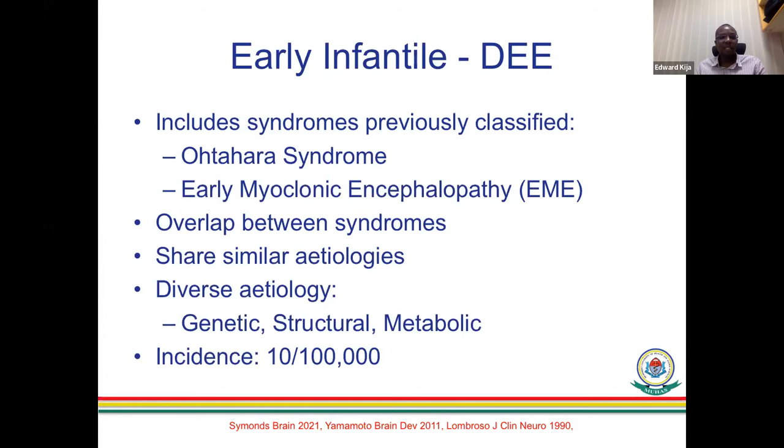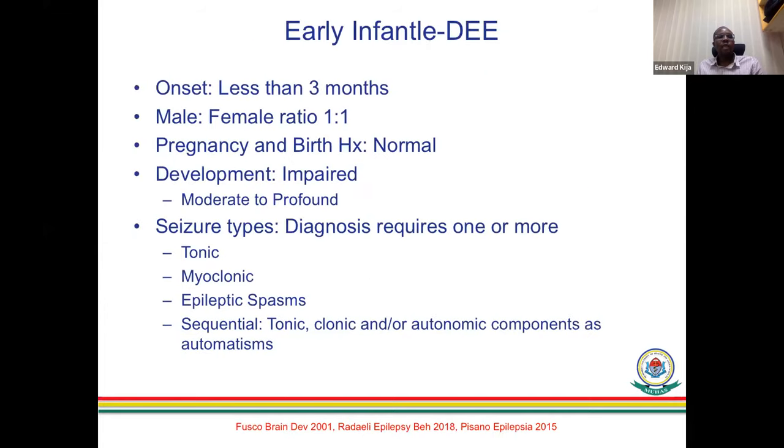The incidence is estimated to be 10 per 100,000. Most of them begin in children who are less than 3 months, and both boys and girls are affected equally. In most of these babies, the pregnancy history and birth history are usually normal. Subsequently, most of these babies end up with impaired development, varying in severity from moderate to profound developmental impairment.